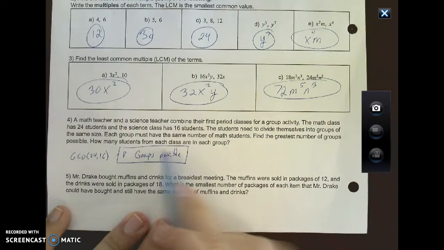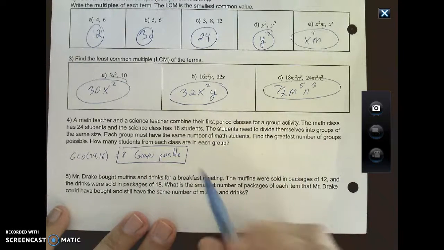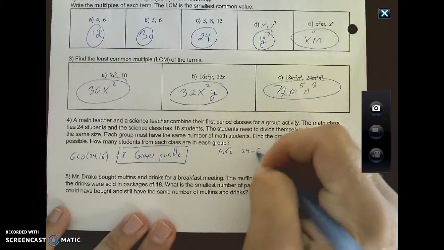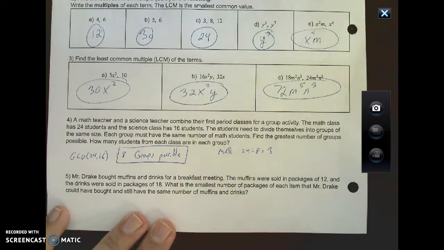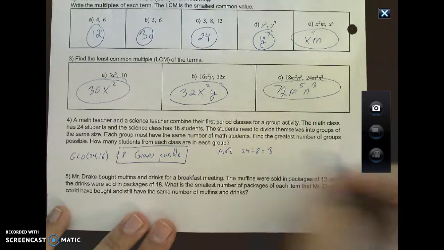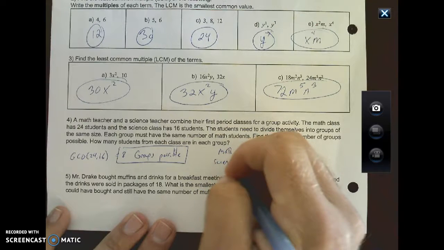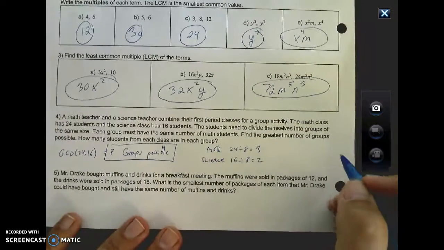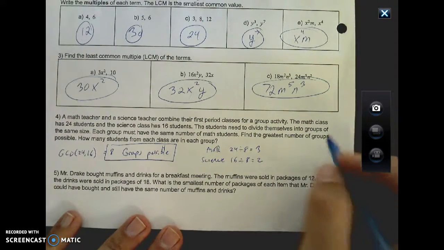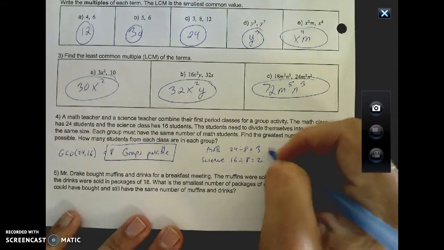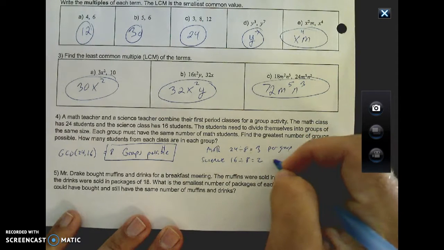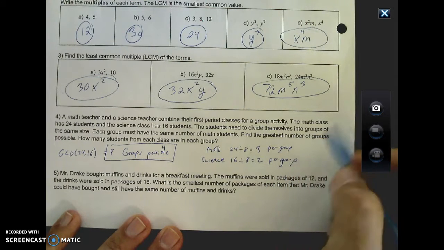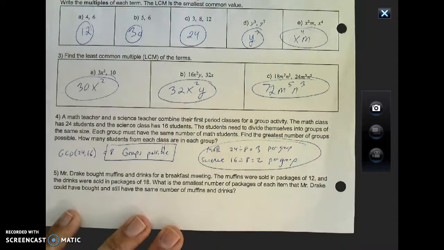Now, then it says how many students from each class are in each group? Well, for math class, we could take 24 and divide it by 8 and get 3. For my science class, I could take 16 divided by 8 and get 2. All right. So I'm sending 3 math kids per group. I'm sending 2 science students per group. Alright, so there we go.